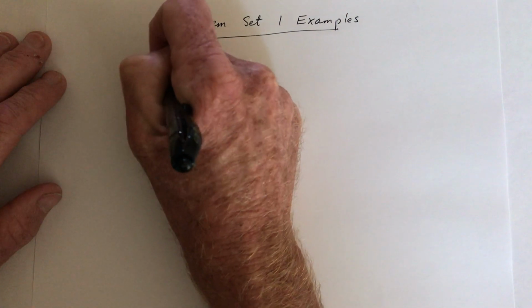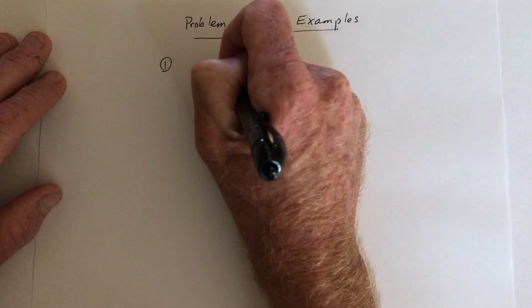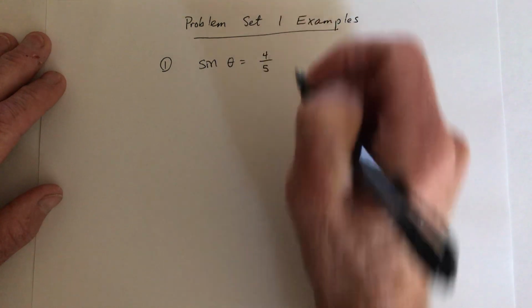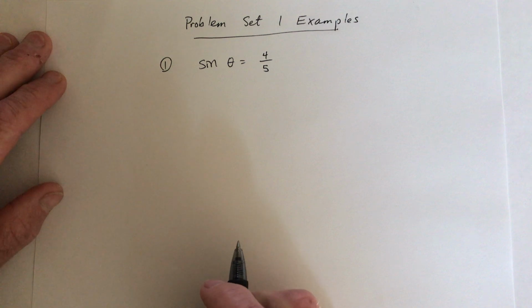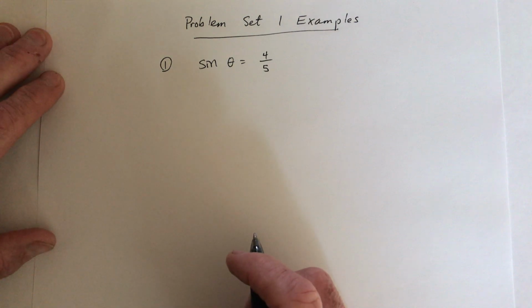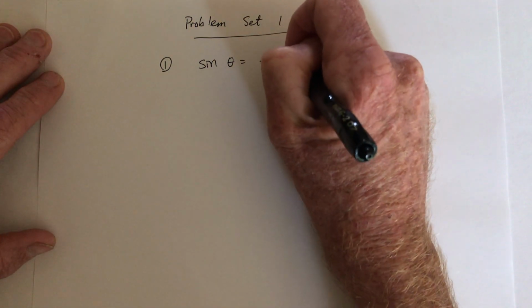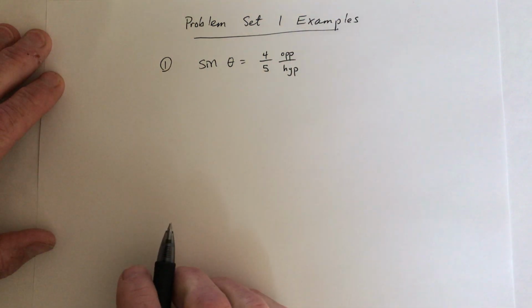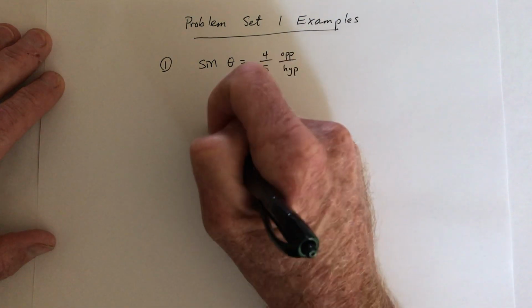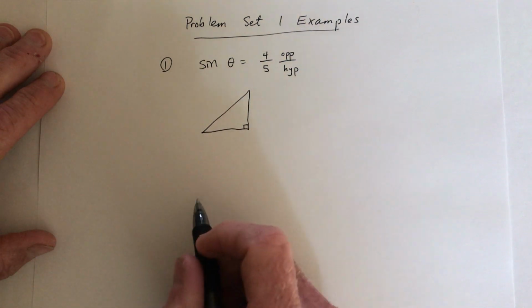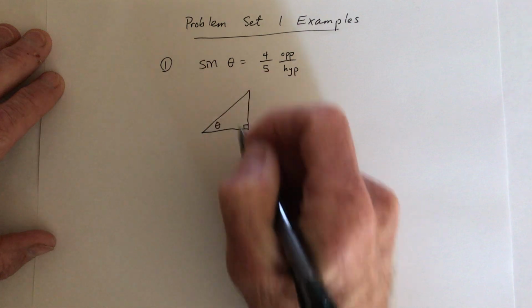So for example, number 1, suppose that sine of theta is equal to 4 over 5. So this skill right here is used for number 1 and number 5 and number 6. So sine is opposite over hypotenuse. So in other words, this is telling you two sides of a right triangle, and then we could use the Pythagorean theorem to find the missing side.